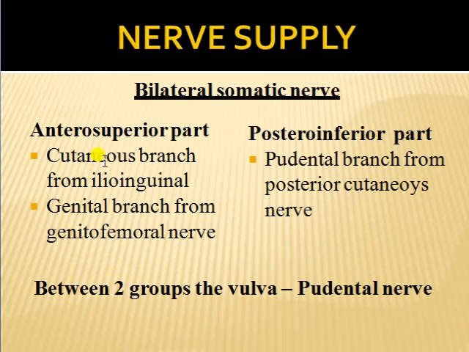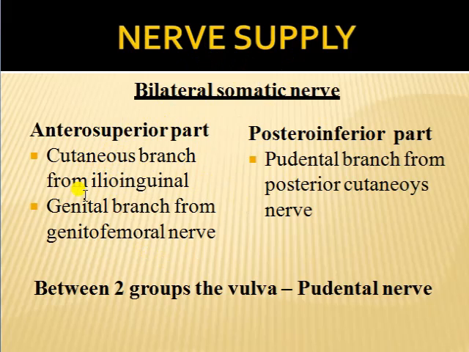Nerve supply. Bilateral somatic nerves, divided into an anterior superior part and a posterior inferior part. Anterior means front, superior means upper, posterior means back, inferior means lower. That is why the nerve supply is divided into two.